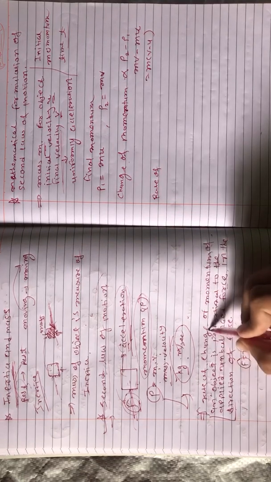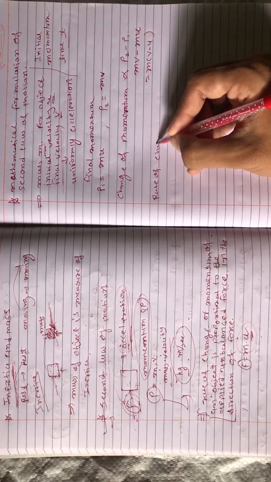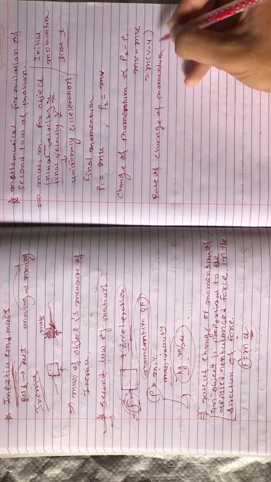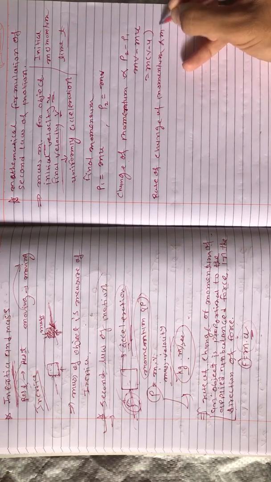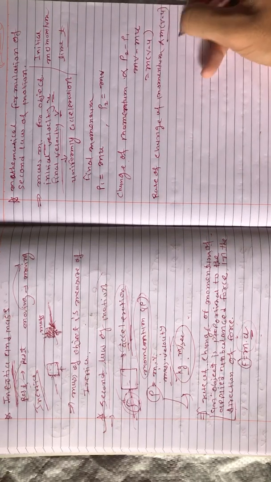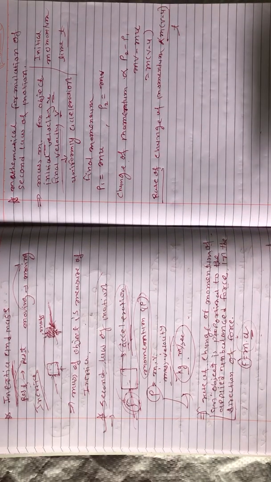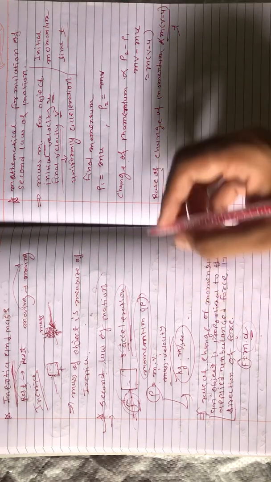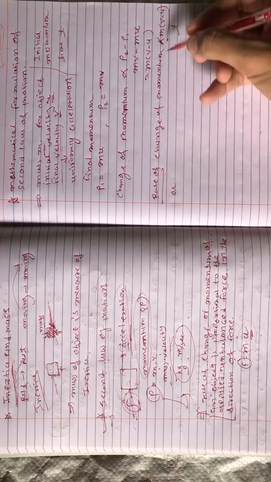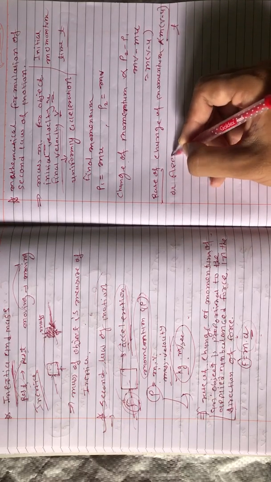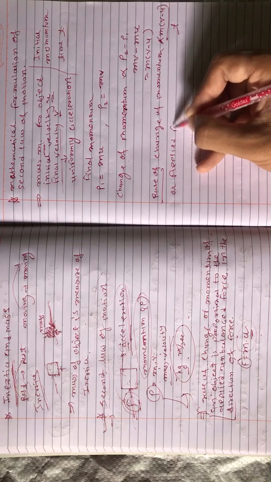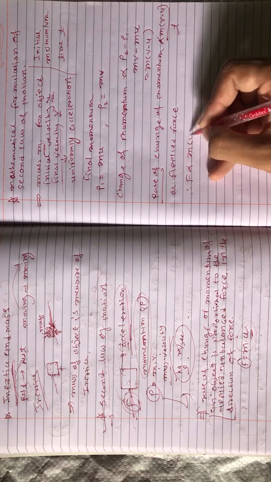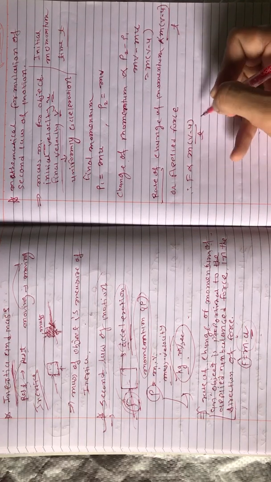Now, the rate of change of momentum is directly proportional to m(v minus u) divided by t, because rate means divided by time. So the applied force, the rate of change of momentum, means force is directly proportional to m(v minus u) divided by t.